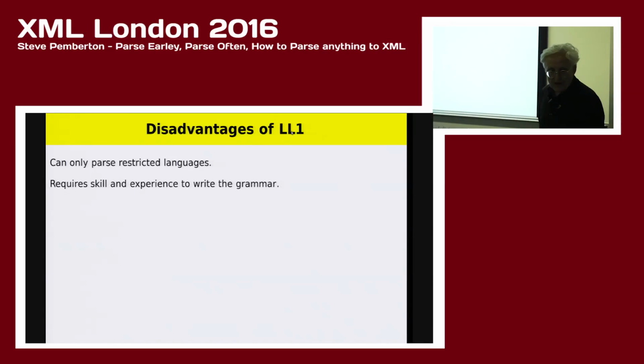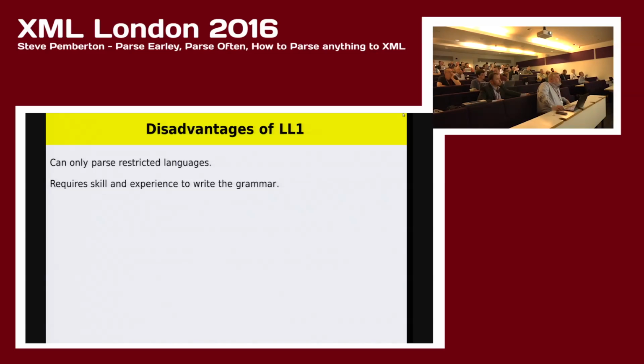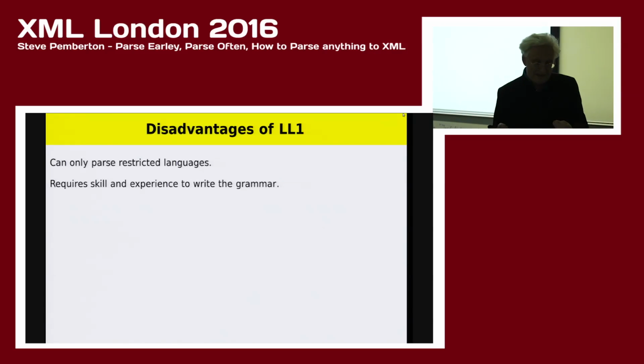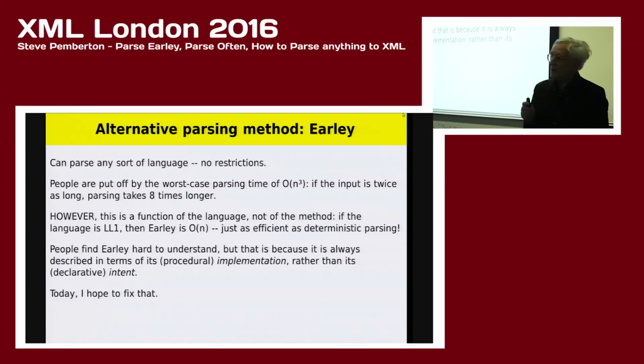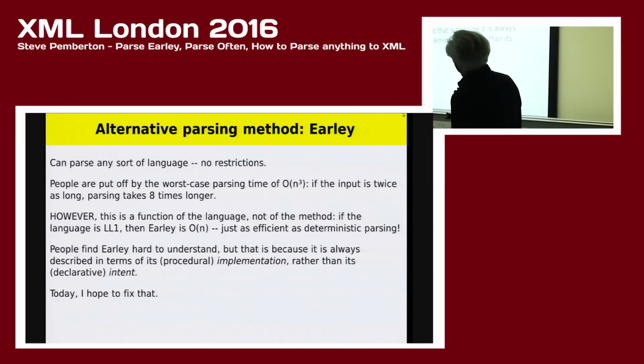Now, so LL1 is popular, but it does have some disadvantages, and that's what I'm trying to show you now, is that you can only parse restricted languages. Only if the language is LL1 can you parse it with an LL1 parser, of course. And what I've hoped I've demonstrated as well, it also requires some skill and experience to write the grammar, because if you just write it down as an inexperienced grammar designer, then you might make mistakes like as was shown in that first example. So that's why I want to talk about Earley, which is an alternative parsing method.